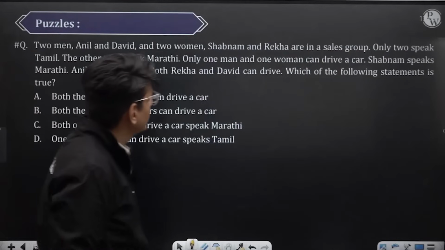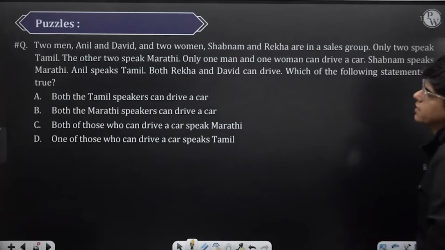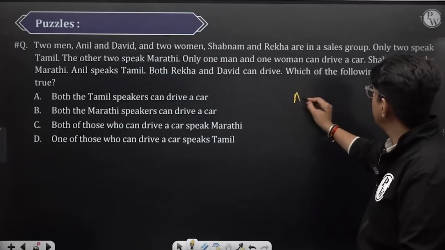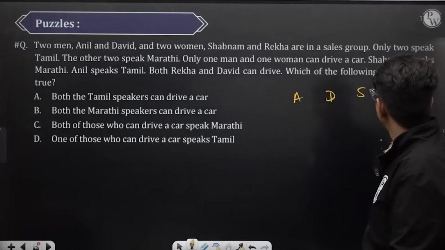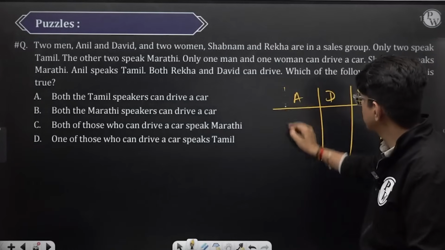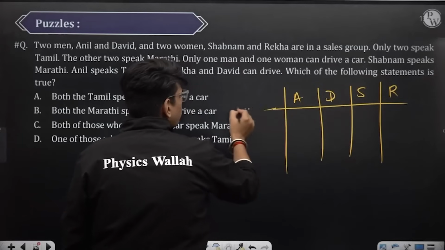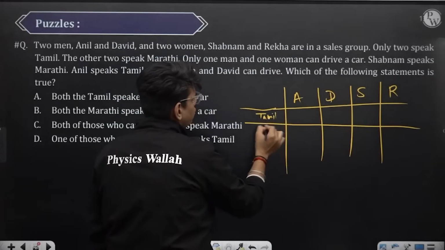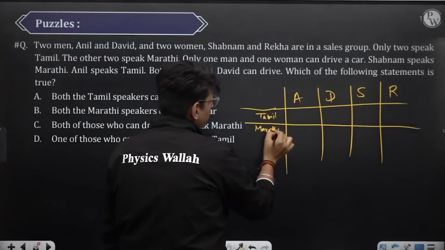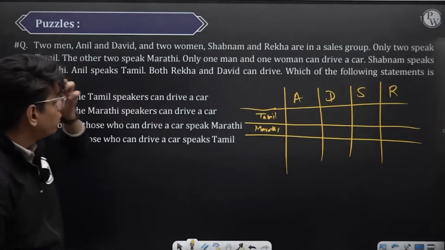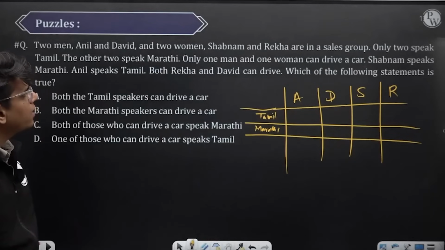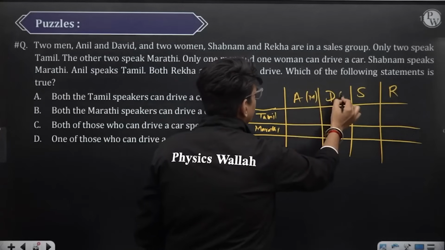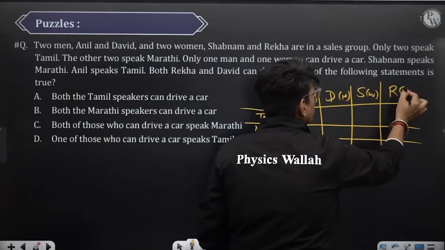Next, let's see. This is a puzzle based question. Two men, Anil and David, and two women, Shabnam and Rekha. Okay? Anil, David, Shabnam, Rekha. So there are characteristics based on which we have to solve this question. What are the characteristics? First of all, two of them speak Tamil. Okay? And two of them speak Marathi. Also, it is given to you that only one man and one woman can drive a car. Men, women. Okay?